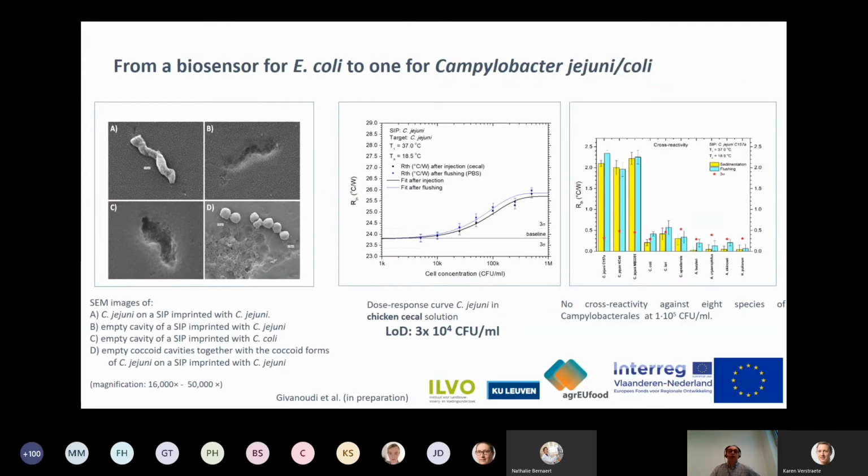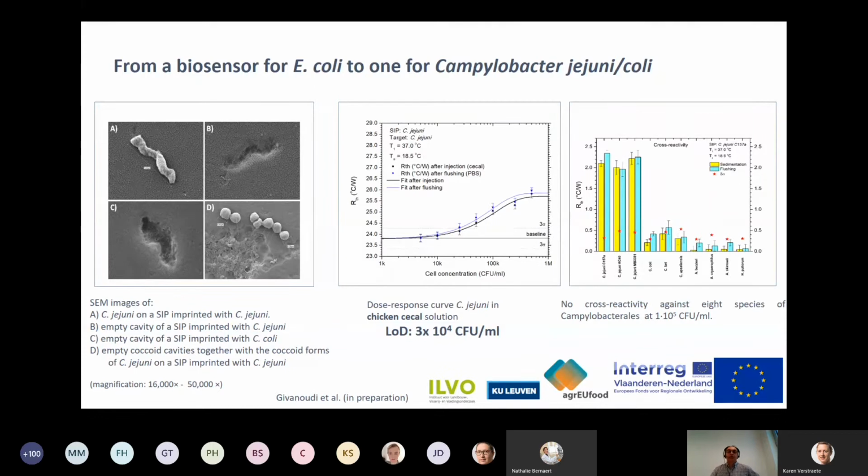We moved also to another biosensor for foodborne pathogens, namely Campylobacter jejuni and Campylobacter coli, which mainly originate from poultry meat. We followed the same procedure. At the left, you see first the cavities, which are made during the printing process with Campylobacter cells, and you see beautifully the spiral shape of the Campylobacter cells. And in panel D, also coccoid cells, which can happen when Campylobacter is in stress situations.